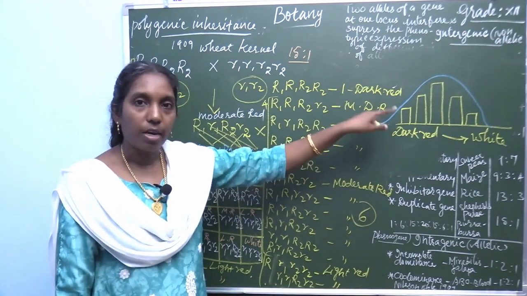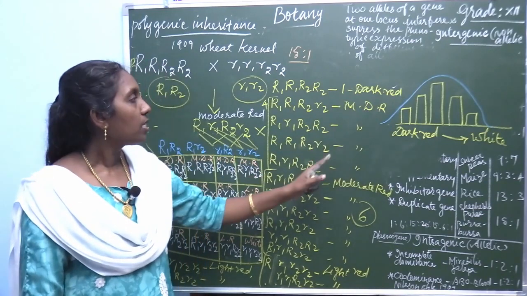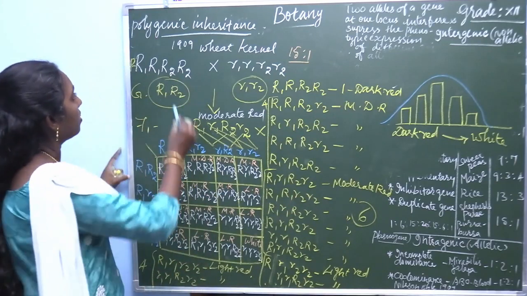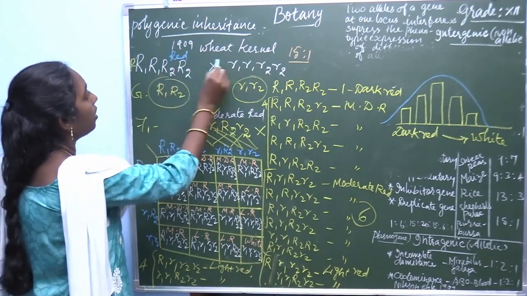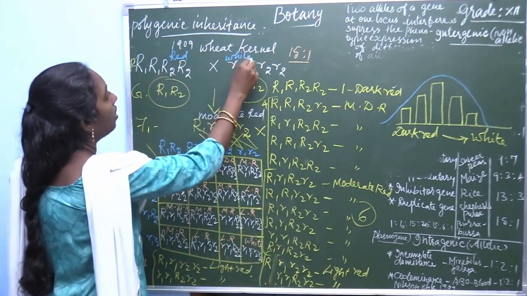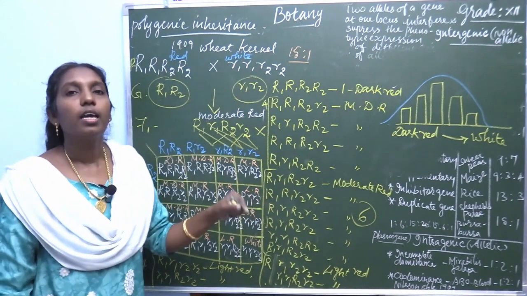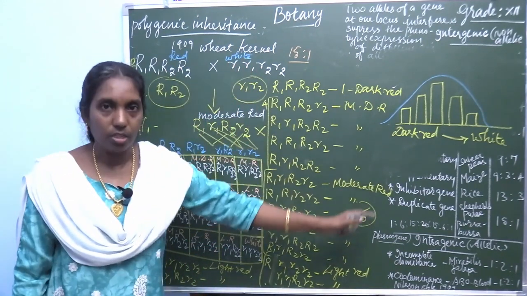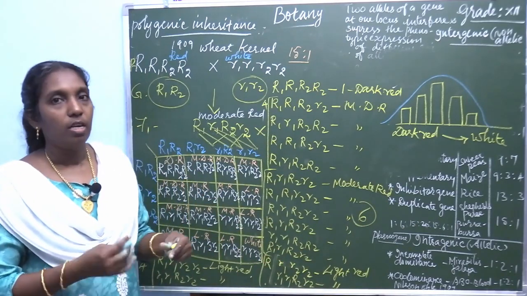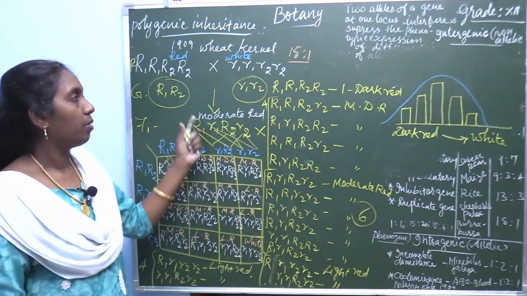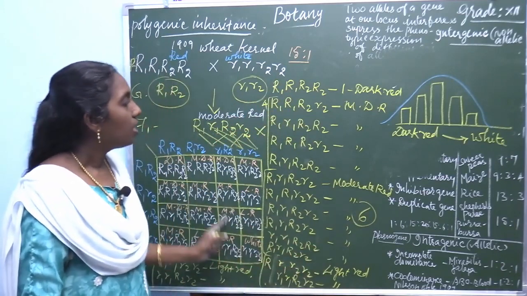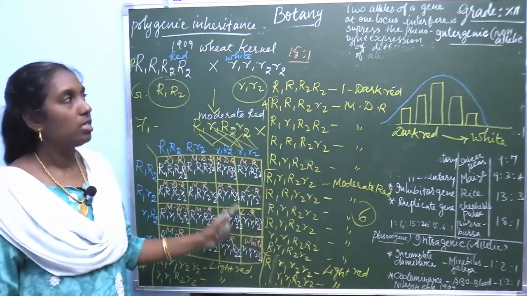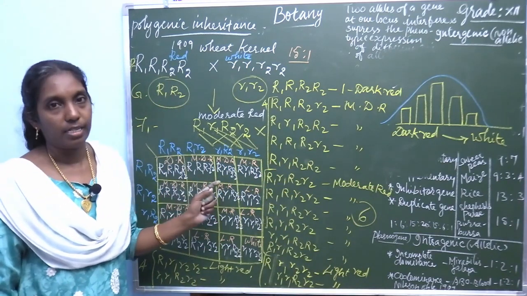What is the reason for the absence of blending? Because the parental forms, the red and white, reappear in the F2 generation. So what is the reason for this? It is additive. Because of this additive nature, these different combinations are obtained during polygenic inheritance.